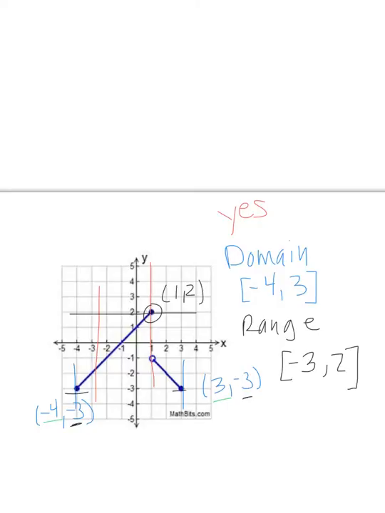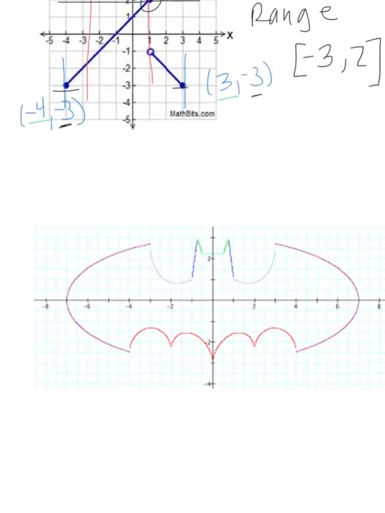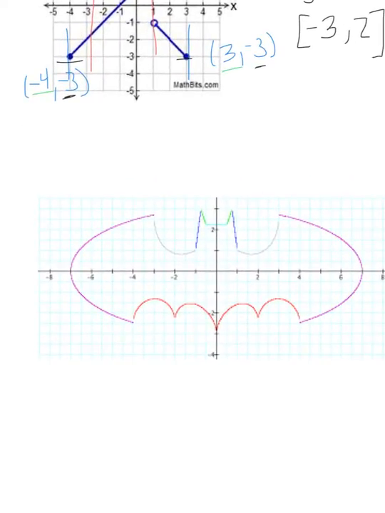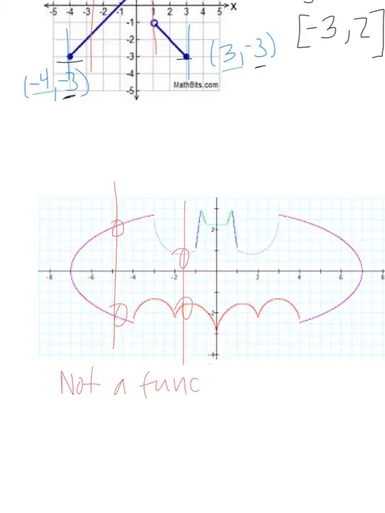Okay, one more for us. Here, this is the Batman relation. We've got to figure out if it's a function or not. So we put vertical lines in there. We see that, yeah, it's going to cross at more than one place multiple times. So Batman is not a function. All right, and so let's get rid of all of those vertical lines.